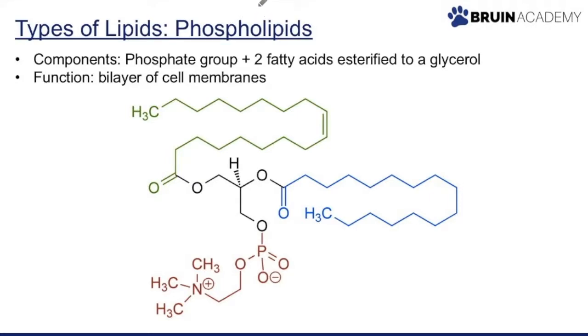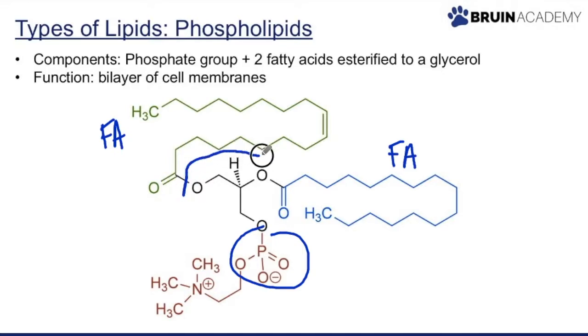The next type you should know is called a phospholipid. These are composed of a phosphate group with 2 fatty acids, an ester, and a glycerol. So let's look at this phospholipid here and try to identify the different components. Here we have our fatty acid. Here's our second fatty acid. We have our phosphate group here. Here is our glycerol in the black text. And we have our ester. So these are the different components of a phospholipid.